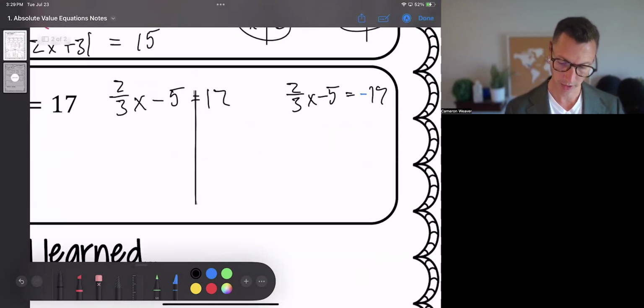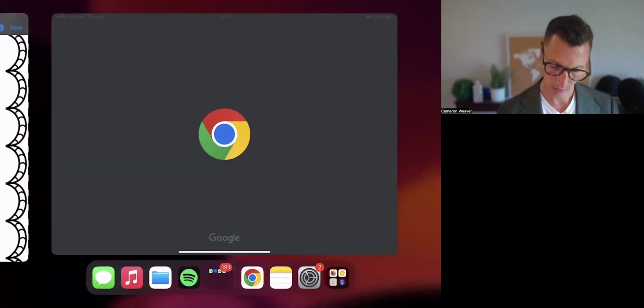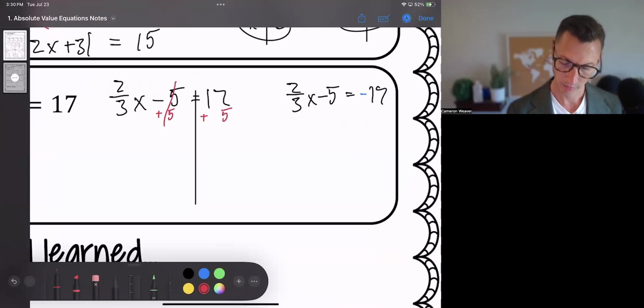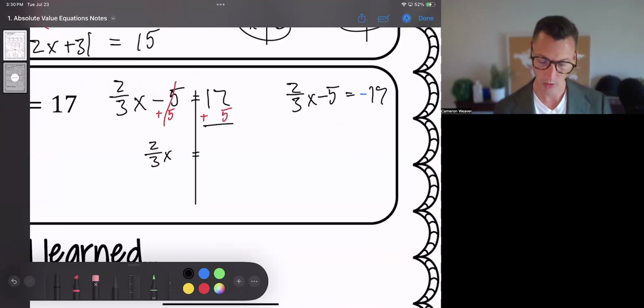All right, what's the first step? It will always be to eliminate the constant first. The constant that is over there with the variable, sorry guys, is a negative 5, so we have to add 5. Add 5. So 2/3 x is equal to 22.